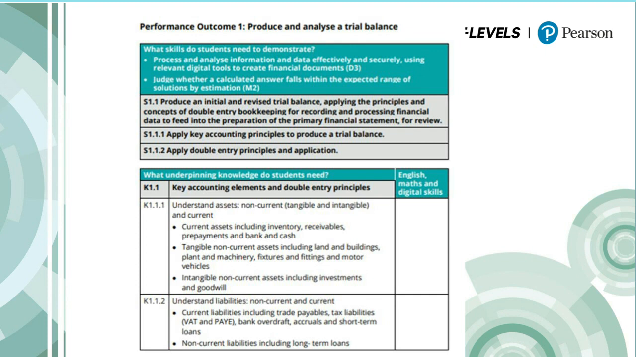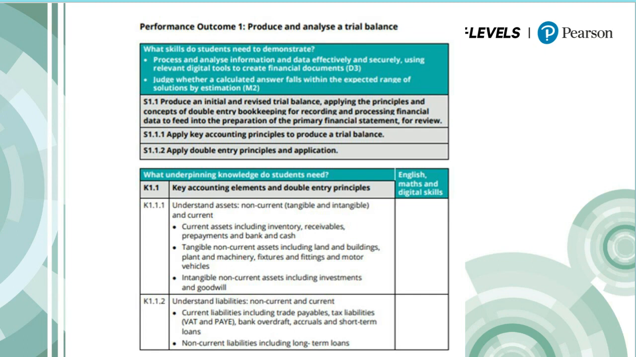And then under this, you can see 2 subskills, S1.1.1 and S1.1.2. And the last digit there is to note that there are all those subskills there. And then there follows the underpinning knowledge that the learners will need, K1.1, key accounting elements and double entry principles. And underneath that again, you have your sub-knowledge statements that give you more detail of what they've got to understand.